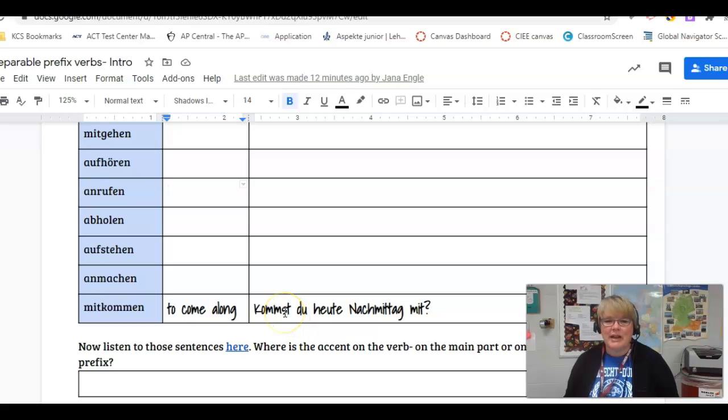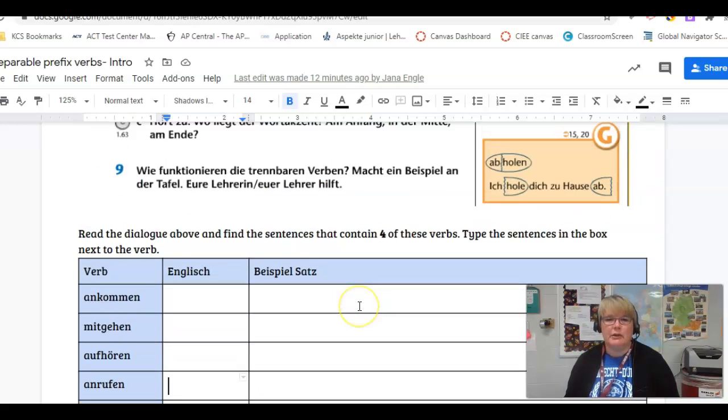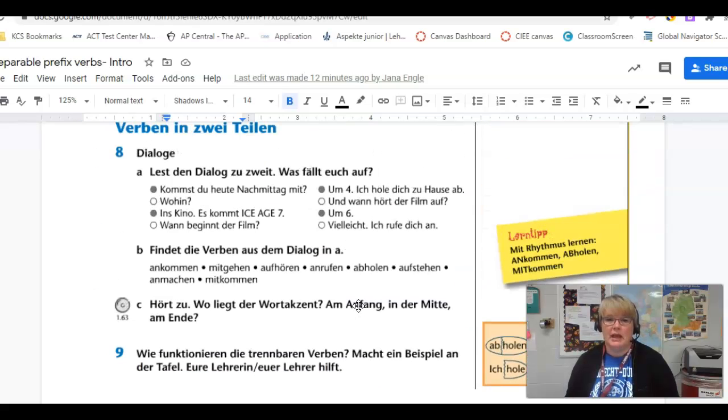The sentence where that verb was used: Kommst du heute Nachmittag mit? Also, let's see if we can find another one. Okay. Now, if you want to try this on your own, hit the pause button. And then you can come back and check with me. Okay, so here we go.